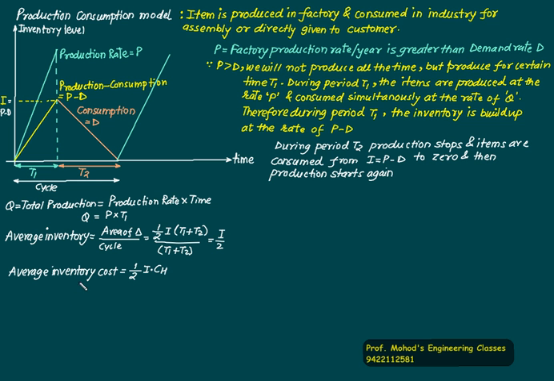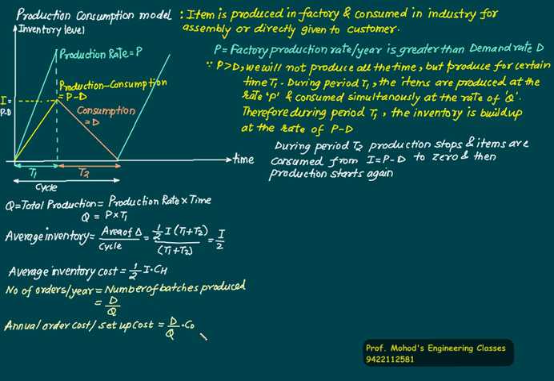So average inventory cost, that is average inventory multiplied by holding cost, is 1 by 2 I into CH. Number of orders per year is same as the number of batches produced, that is how many batches we have to produce. So that is equals to demand divided by Q. If CO is the order cost or CO is the setup cost, then the annual order cost or setup cost will be given by the number of times we have to reset the machine, that is D by Q multiplied by CO. Total cost is average inventory cost plus the setup cost, that is annual order cost, equation 1 plus 2.